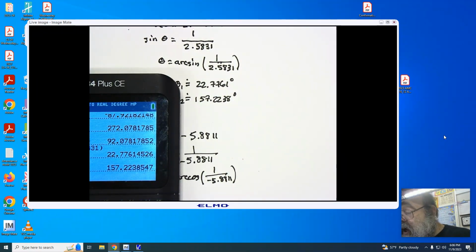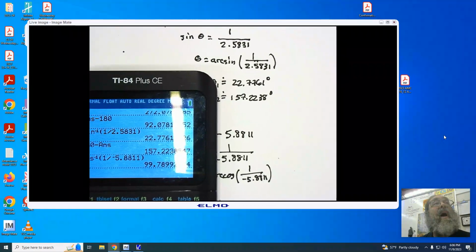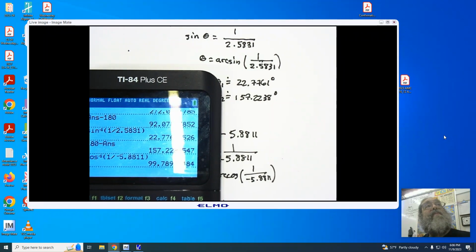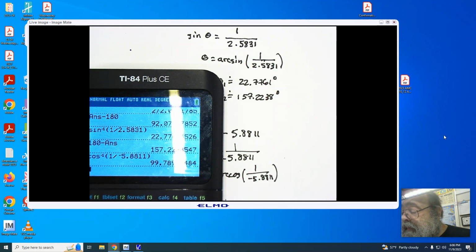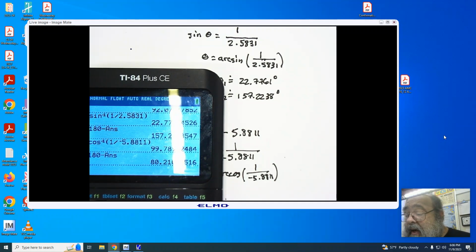Second function cosine, 1 divided by negative 5.8811, click enter. This is my first answer. That first answer is in the second quadrant. Notice that it's over 90 degrees, but less than 180. So I need to find my reference angle, and I'm going to take 180 and subtract my previous answer.